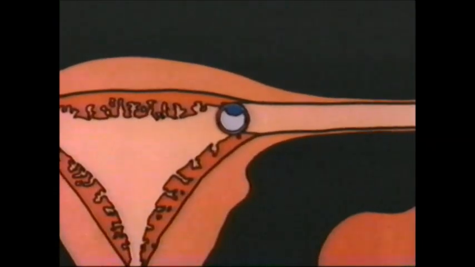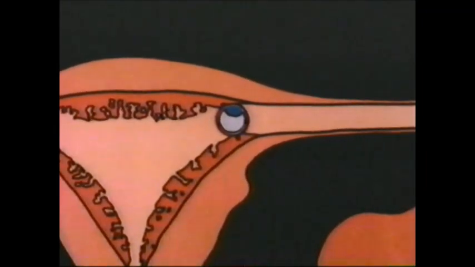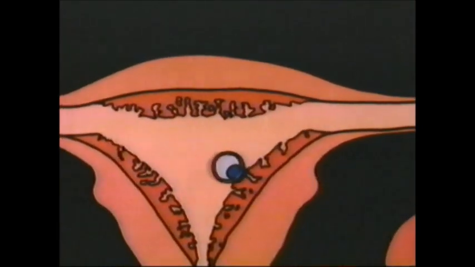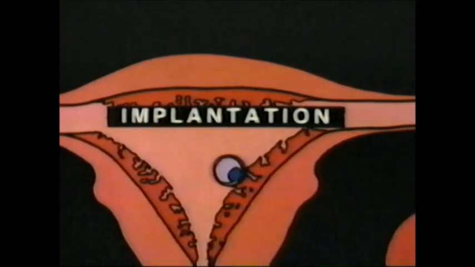Four days have passed now since the egg was fertilized, and the blastocyst is approaching the uterus. In this drawing, the size of the egg and the diameter of the fallopian tube is enlarged for clarity. On the 5th day after fertilization, the blastocyst enters the uterine cavity. As a result of this growth and the erosion of the uterine tissue, the blastocyst penetrates the uterine lining. This process is known as implantation.